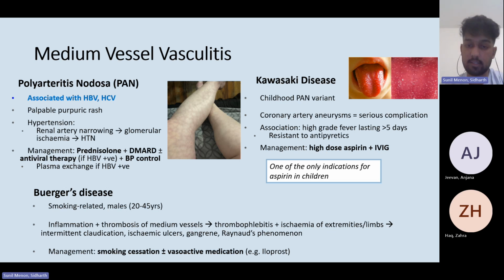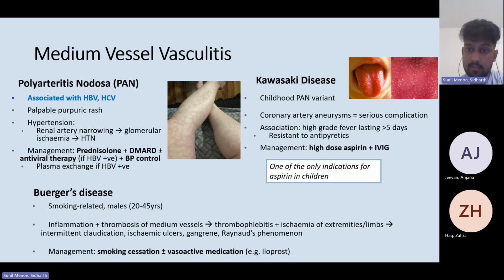I've got a mnemonic for this, actually. I'll share it with you guys. It's called CRASH and burn. You can check the chat. So conjunctivitis, rash, unilateral adenopathy, strawberry tongue, hands and feet, which are red, swollen, flaky skin, fever for greater than or equal to 5 days.